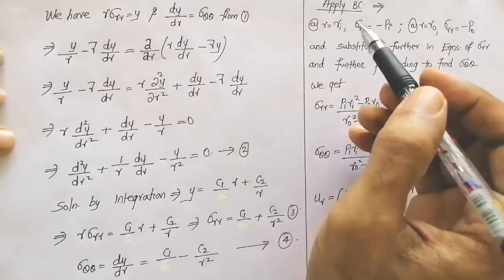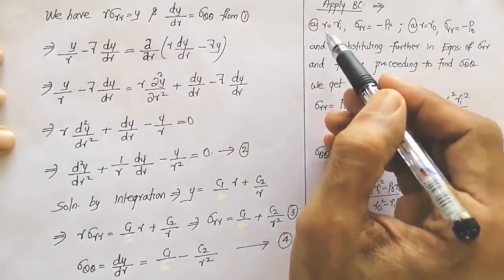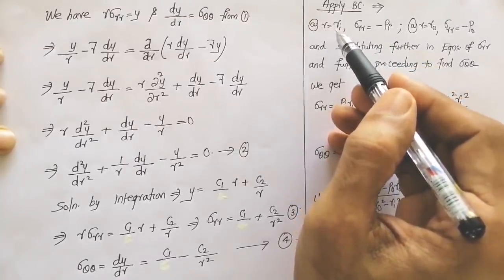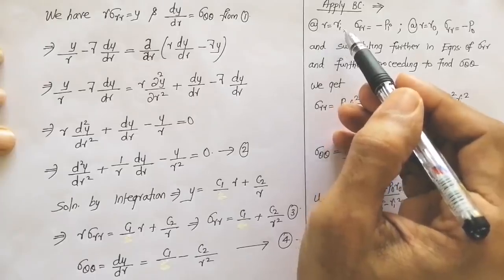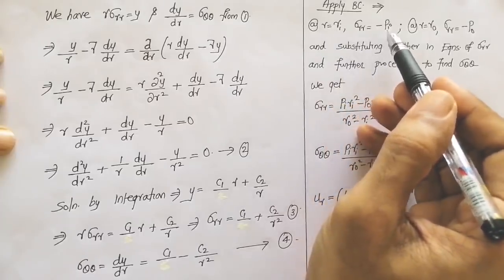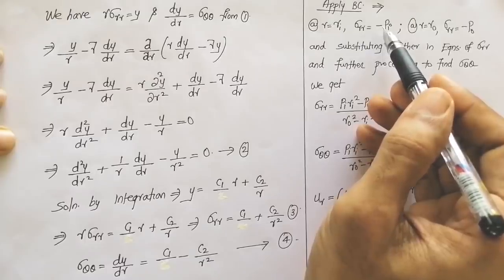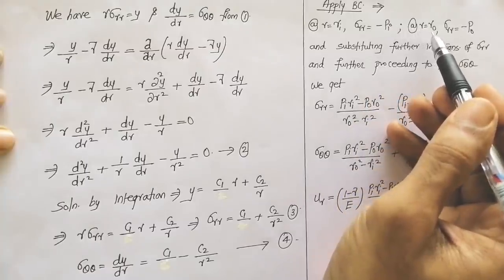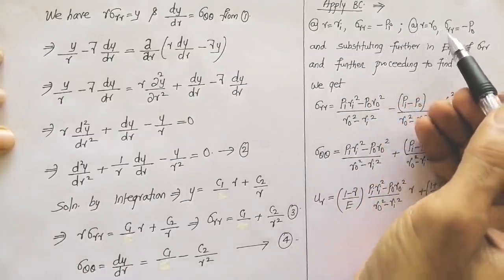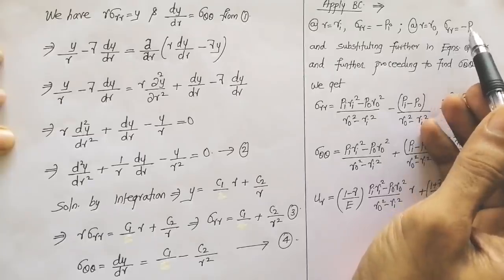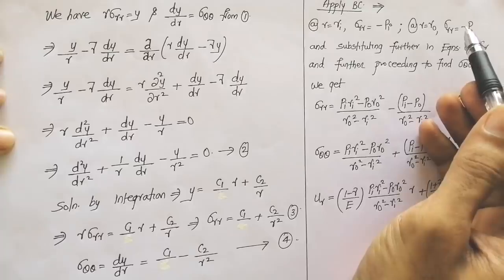Now, applying the boundary conditions. What are the boundary conditions? At r is equal to ri, r is equal to ri means inner cylinder. What is the pressure? Pressure is Pi, internal pressure. Why am I putting a minus sign? Because the pressure is compressive, it is not tensile. So I am putting a negative sign. Now, at r is equal to ro, that is the outer surface, what is sigma rr? It is minus Po. Why is it minus Po? Because again the pressure is compressive.